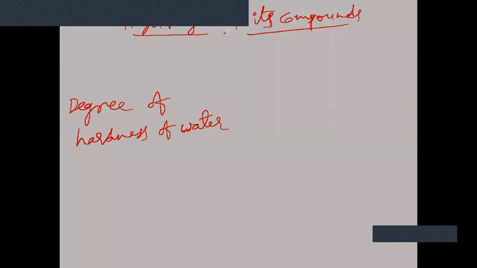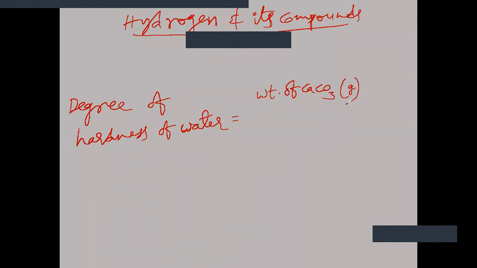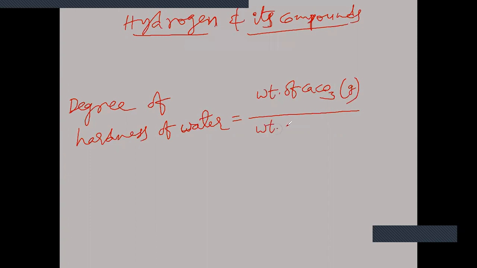Degree of hardness of water is given by the formula: weight of CaCO3 (calcium carbonate) in grams divided by weight of water. Weight of water means weight of hard water, also taken in grams, multiplied by 10 power 6. 10 power 6 indicates what? 1 million. So this degree of hardness of water is measured in which units?